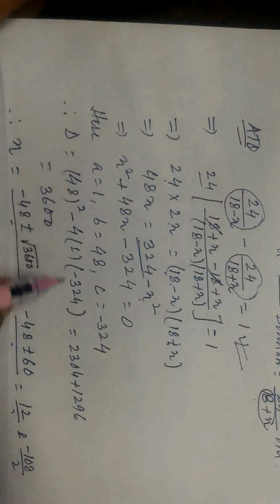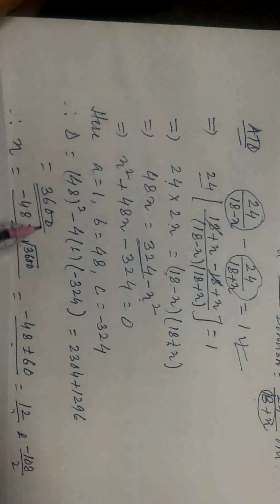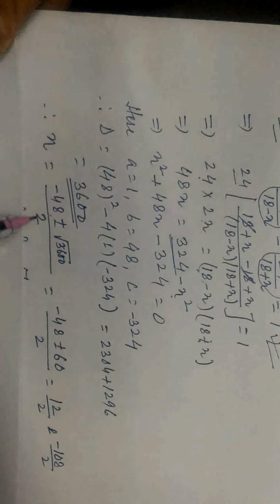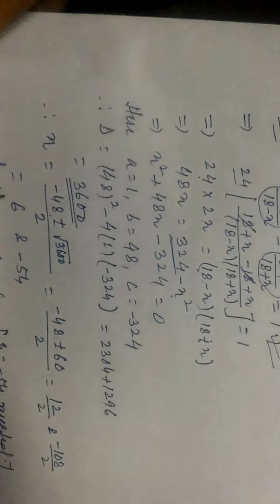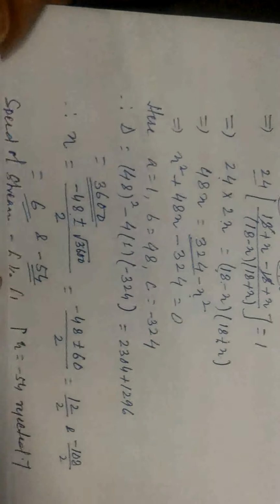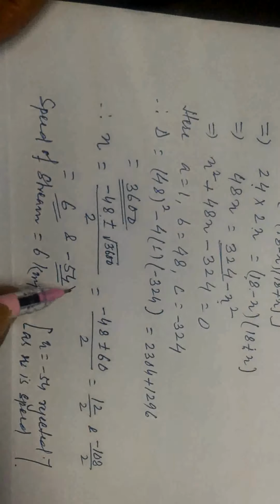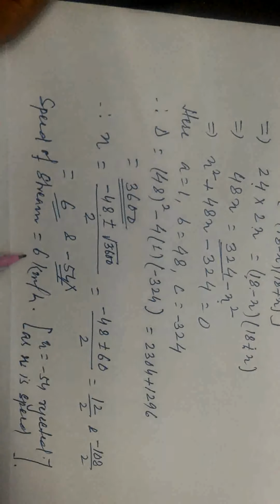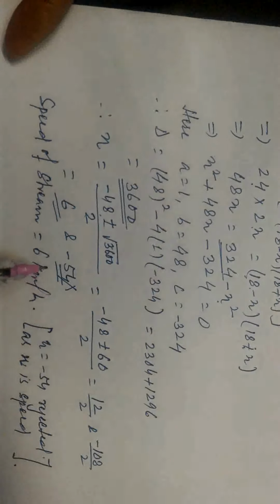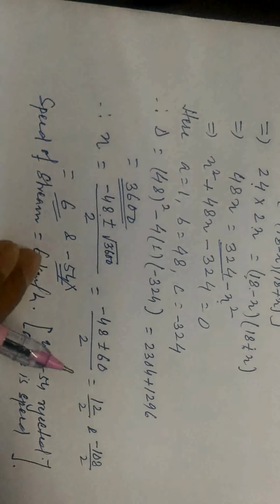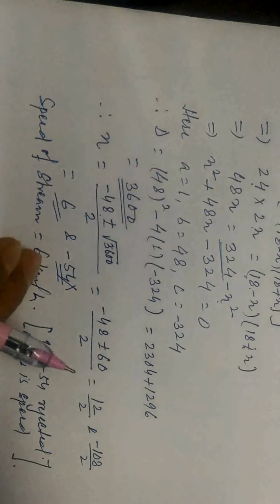So D is b square minus 4ac, it gives you 3600. So you can apply the formula minus b plus minus root D by 2a. So it gives you two values, 6 and minus 54. You know the speed cannot be negative, so this we reject. So you are getting that the speed of the stream is 6 km per hour. So these are a few concepts I have taken to clarify your concepts. Now based on this you can do the questions. Thank you very much.